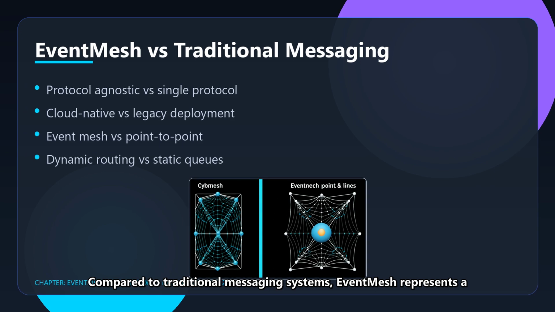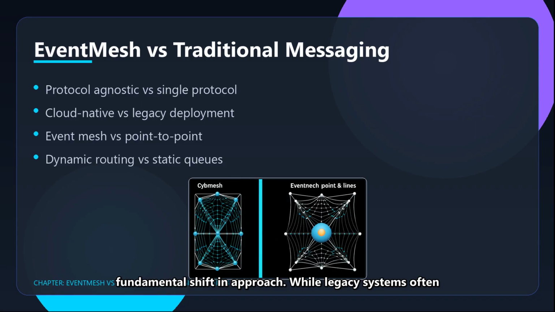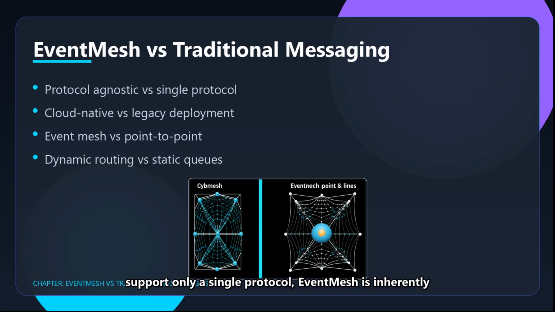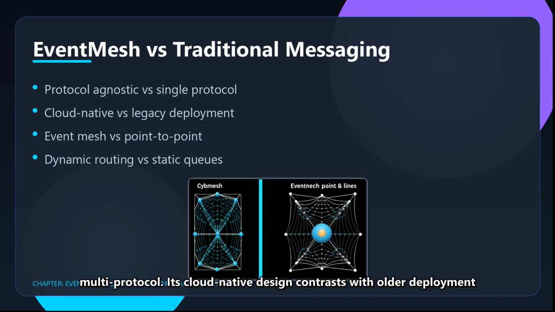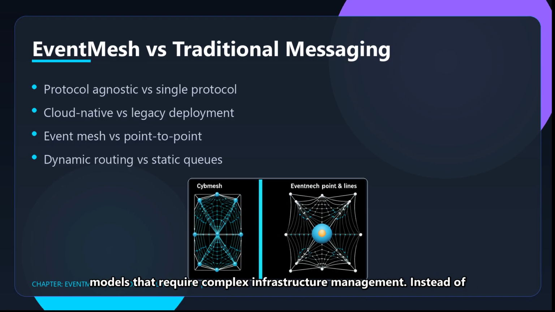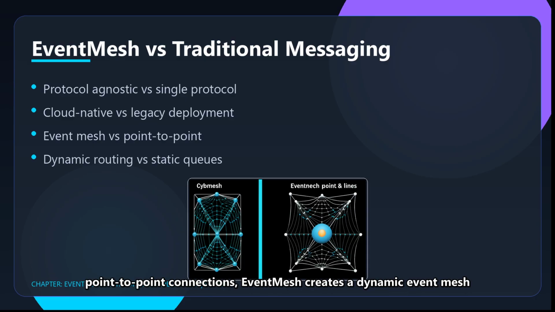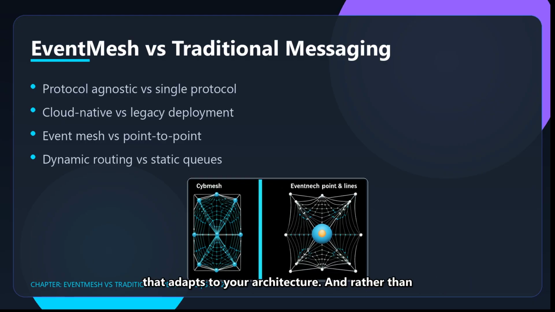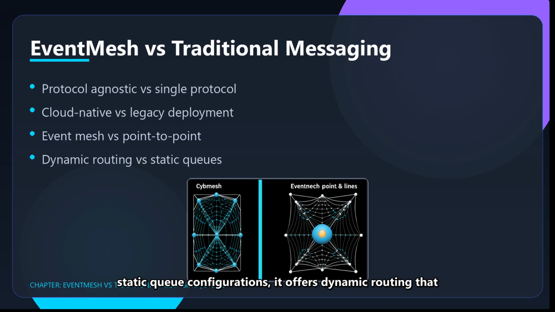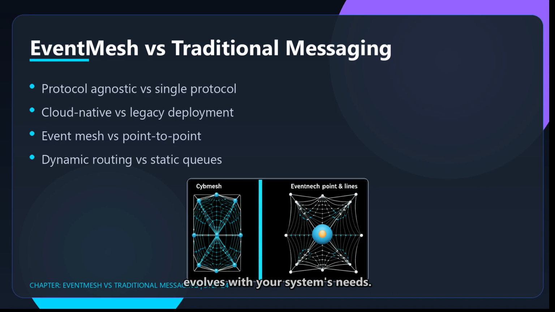Compared to traditional messaging systems, EventMesh represents a fundamental shift in approach. While legacy systems often support only a single protocol, EventMesh is inherently multi-protocol. Its cloud-native design contrasts with older deployment models that require complex infrastructure management. Instead of point-to-point connections, EventMesh creates a dynamic event mesh that adapts to your architecture. And rather than static queue configurations, it offers dynamic routing that evolves with your system's needs.